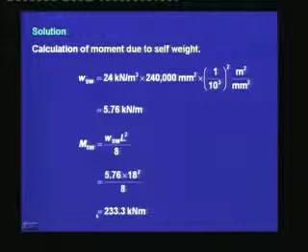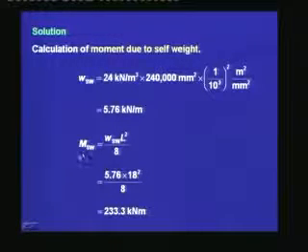Next, we are calculating the moment due to self-weight. The distributed self-weight is equal to the unit weight of concrete, which is taken as 24 kilonewton per meter cube, times the area, which is 240,000 millimeter square, times a factor which converts the millimeter square to meter square. This gives a self weight of 5.76 kilonewtons per meter.